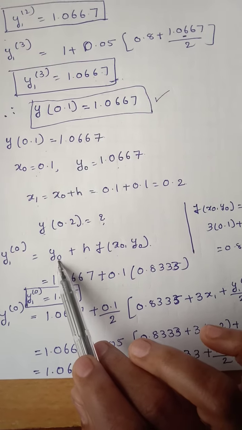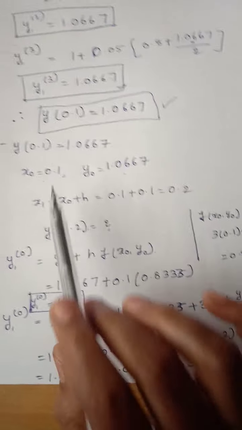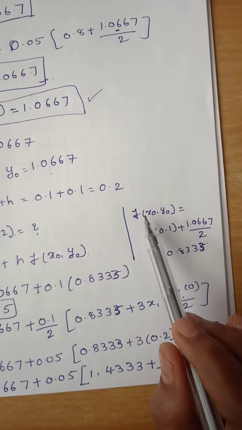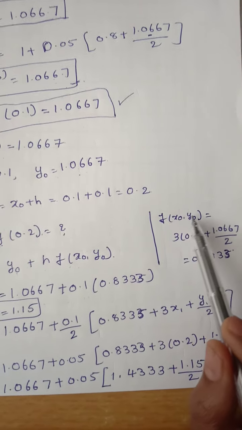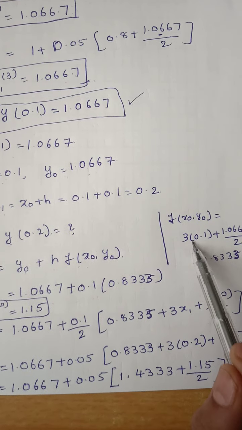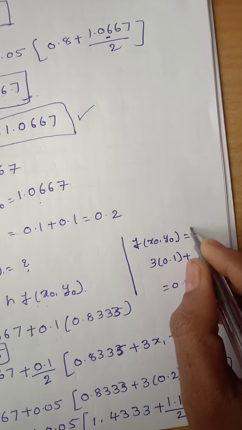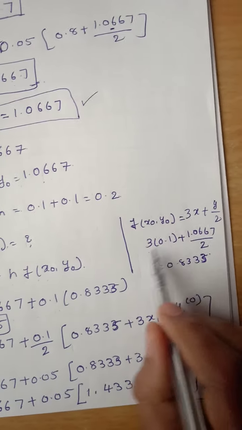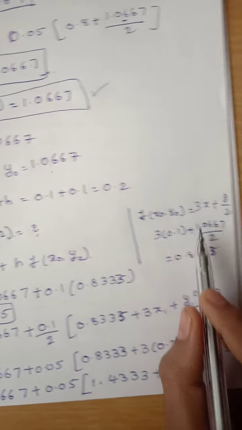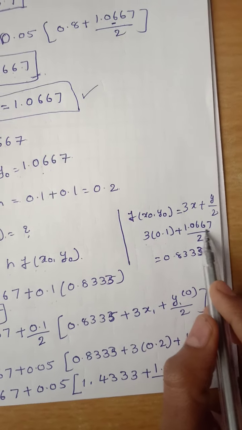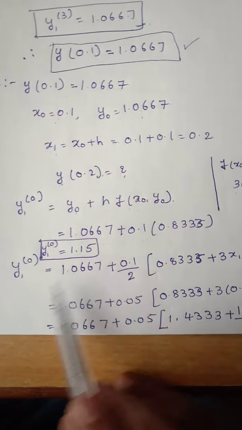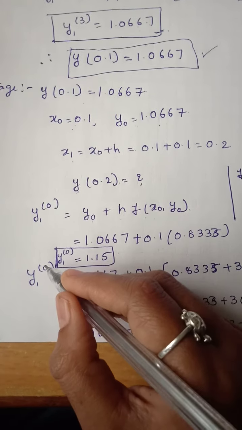What is y naught here? This is your y naught plus h into f of x naught, y naught. f of x naught, y naught means substitute x naught in 3x plus y by 2. The function is the same here, 3x plus y by 2. 3 into what is x naught? 0.1, and y naught is 1.66, divided by 2. So after finding y1 of 0, find y1 of 1.